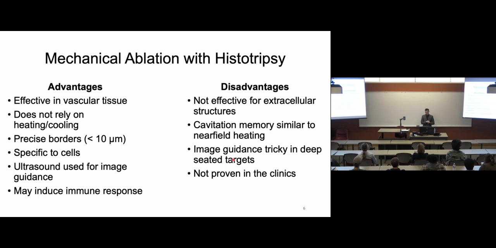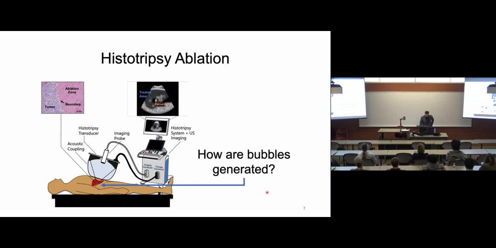Image guidance is tricky in deep-seated targets. The bubbles are not as hyperechoic. There's a loss of signal. We're going to discuss that a little bit later. So while ultrasound imaging works well, it doesn't work perfectly all the time. And the other big thing is that it's not proven in the clinic. Thermally ablative therapies have been used for a number of years now, thousands upon thousands of patients. For histotripsy, we've treated about 100 patients. So it's still in its infancy in terms of how well it really works.